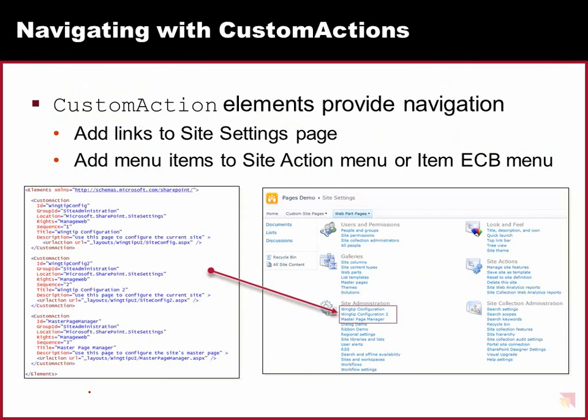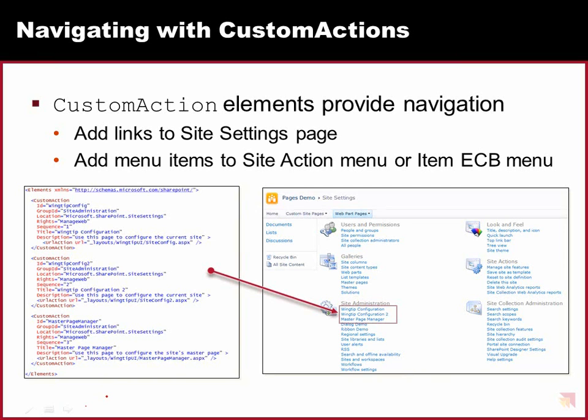Some other options that we have is just creating custom actions, which is more of a declarative way to get a link or a menu command into the SharePoint user interface. And by adding custom actions, I can add links to the site settings page. I can add new menu items into the site actions menu, and I could add new menu items into something like the ECB, the edit control block menu for a document or list item.